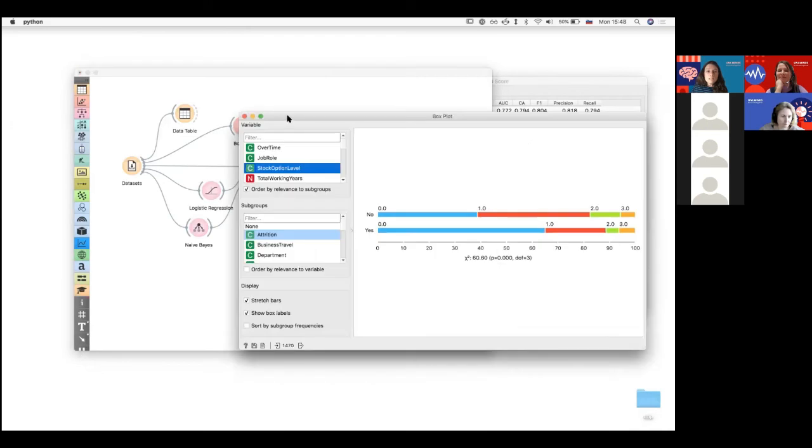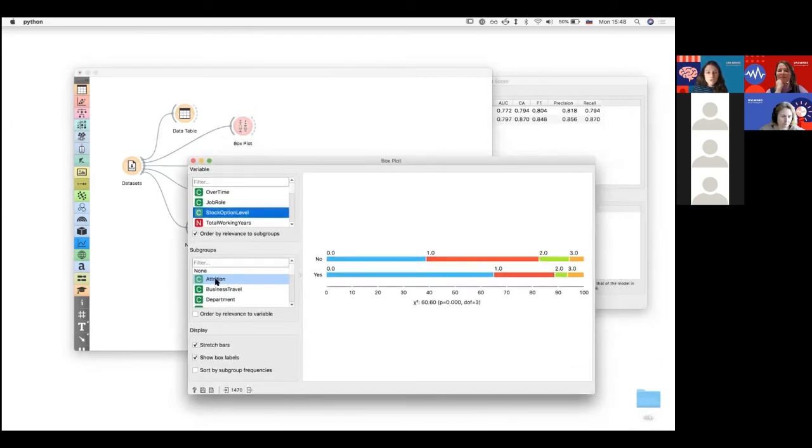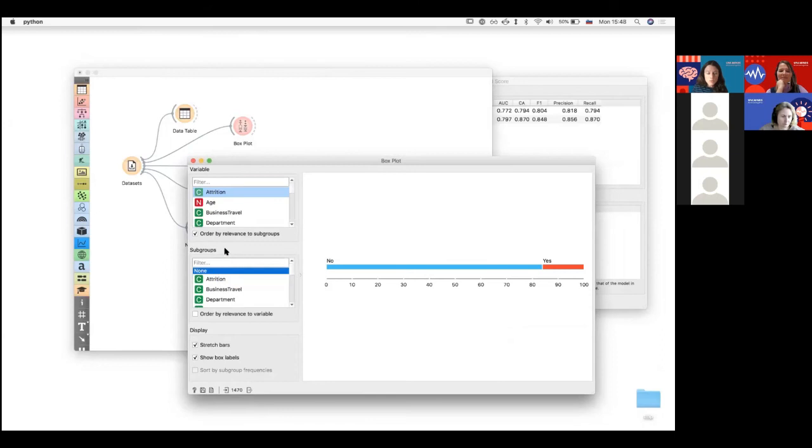And this is something that we can see in the box plot. So if I look at attrition, so just attrition here at the top, and I won't split by subgroups. So I'm just looking at attrition. I see that 83%, almost 84% of the people do not leave the company. And 16% do. So expected classification accuracy is actually 83%. So anything less than this is bad.